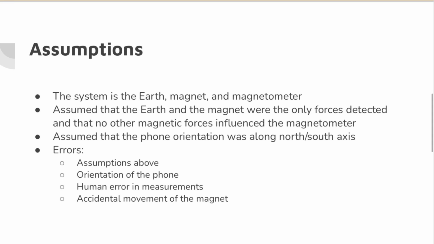The errors that could have occurred during this lab would be the assumptions above that would affect the results. The orientation of the phone could have shifted or not been perfect in the first place. There could have been human error in the measurements and also accidental movement of the magnet.